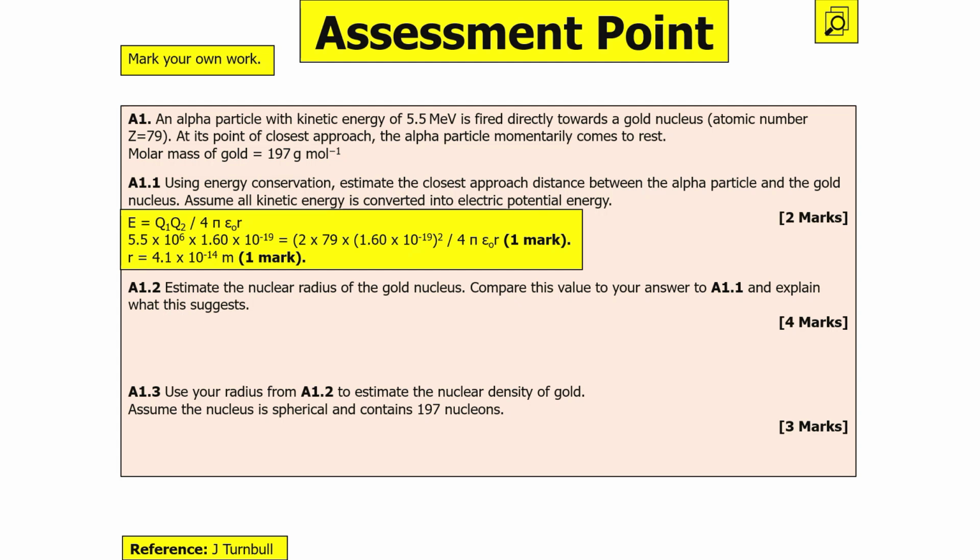We remember that the charge of an alpha is 2 times 1.6 times 10 to the minus 19, and gold, we can tell, is 79 times 1.6 times 10 to the minus 19. Pop in all the values and we get R to be 4.1 times 10 to the minus 14 meters.